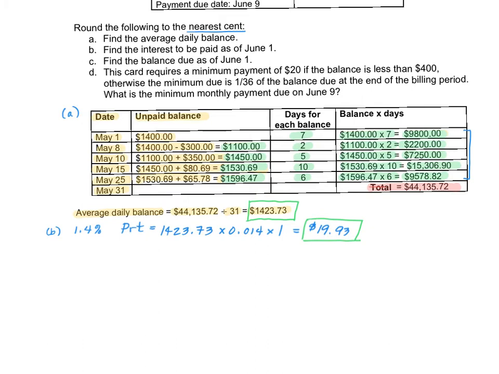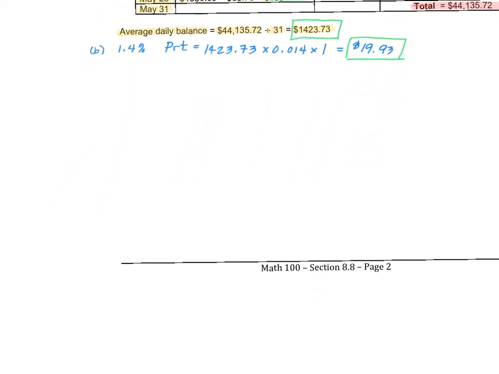Part C says find the balance due as of June 1st.